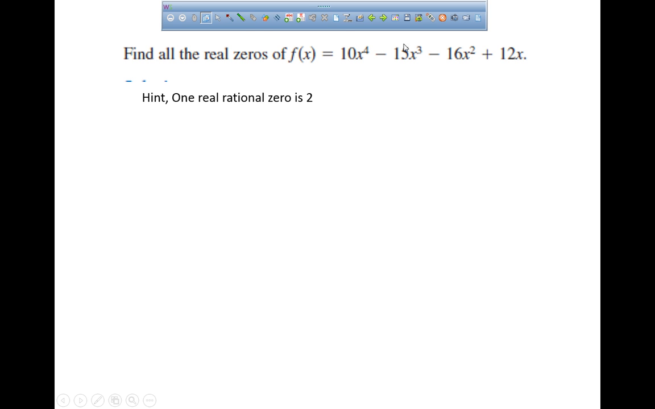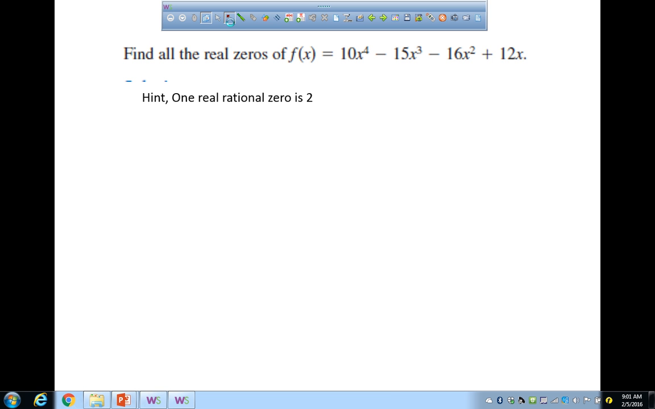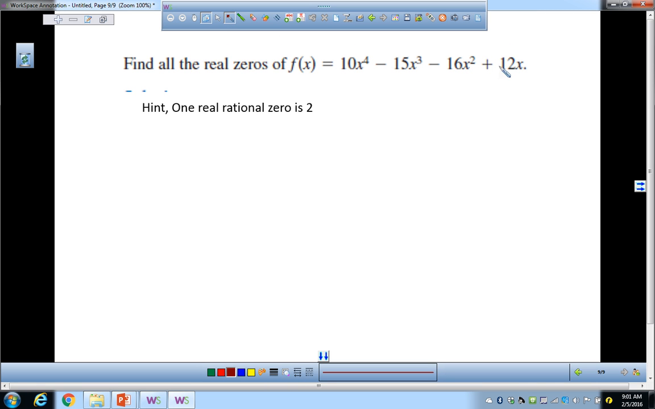And I will usually give you something like this. Hint, 1 real 0 is 2. So before I do synthetic division on this, I would factor something out. What would you factor out from all of these? X, okay? X times. I tried to factor out a 2 too, but that didn't work so well with the 15. I tried that last night.